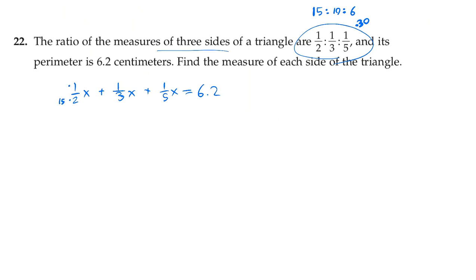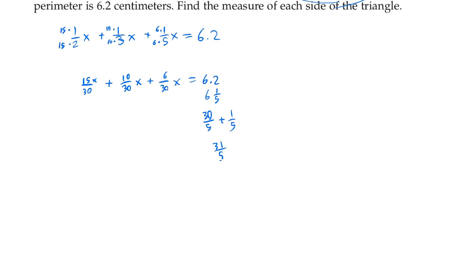Okay, so let's make it a common denominator 30. So let's go times 15, times 15, this is times 10, times 10, because we've got to add up fractions, so we have to make them the common denominator. So now we have 15/30ths x plus 10/30ths x plus 6/30ths x equals 6.2. Now 6.2, if you wanted to write as a fraction, is just 6 1/5, or in other words 30/5 and 1/5, or in other words 31/5.